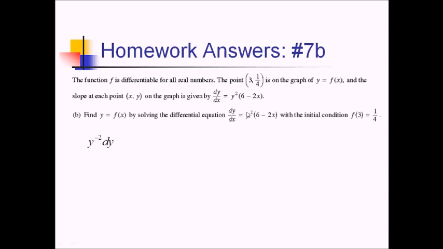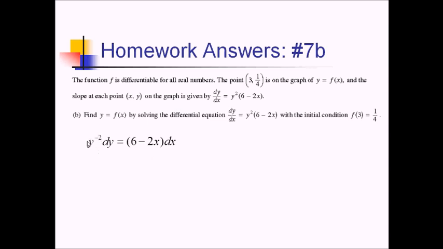On the right side, we have (6 minus 2x) times dx. It's important to keep that parentheses there. We don't want just 6 minus 2x dx with no parentheses, because that wouldn't be the same thing. All right, antiderivatives. On the left side, this bumps up to a negative 1.